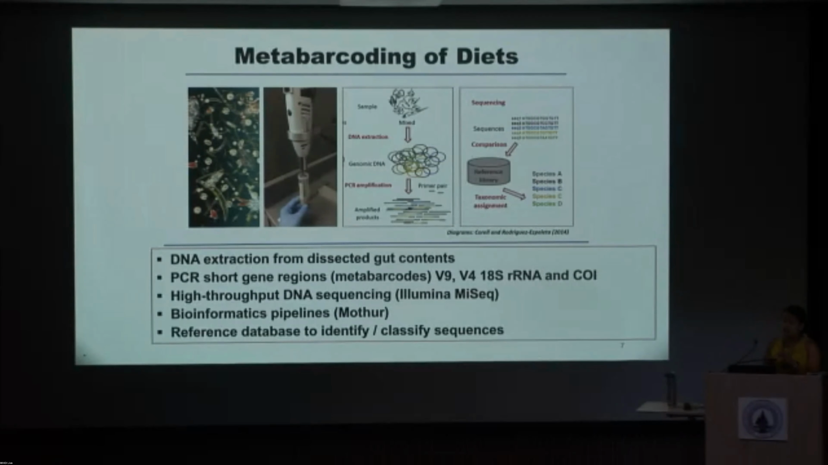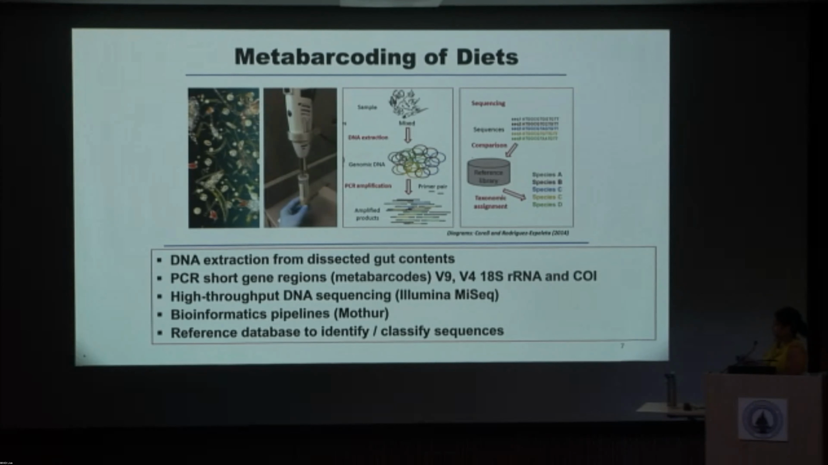Now using these markers, we apply it to metabarcoding of diets, right? You can use it for eDNA or for other applications. But in our work, what we do is that we start with the DNA extractions for digested gut contents. So the gut contents will have a plethora of all these taxonomic groups.